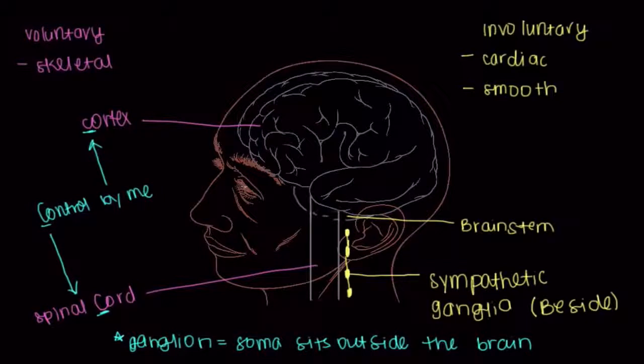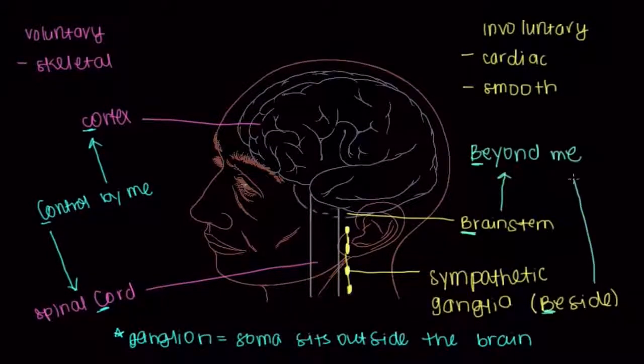And so that comes with another trick that I'd like to think about when I'm trying to remember which parts of my nervous system is responsible for involuntary control. This is stuff that's going on that's beyond me. It's beyond my control. And so if it's beyond me, I'm going to have to use either the brainstem or neuronal tissue that sits beside the spinal cord in order to be able to cause involuntary contraction of muscle. So great. That's voluntary versus involuntary control.